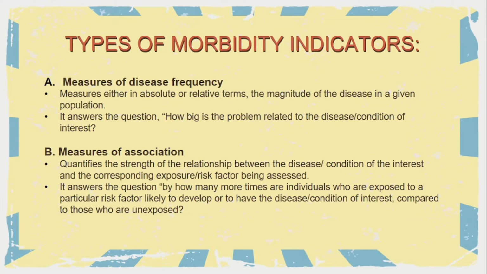Next, measures of association. Quantifies the strength of the relationship between the disease or condition of interest and the corresponding exposure or risk factor being assessed. Lastly, it answers the question, by how many more times are individuals who are exposed to a particular risk factor likely to develop or to have the disease or condition of interest compared to those who are unexposed?